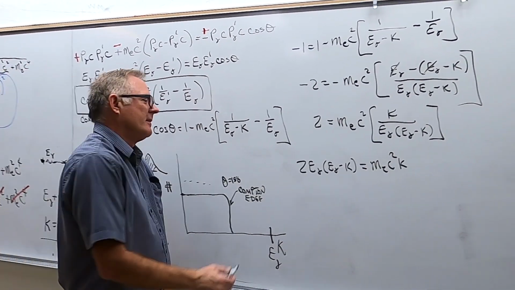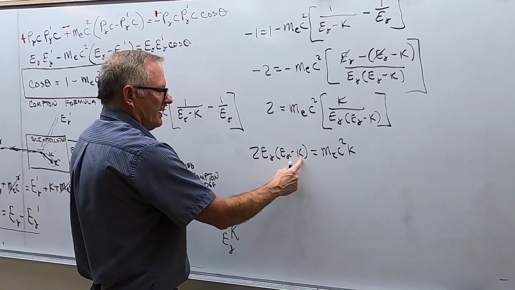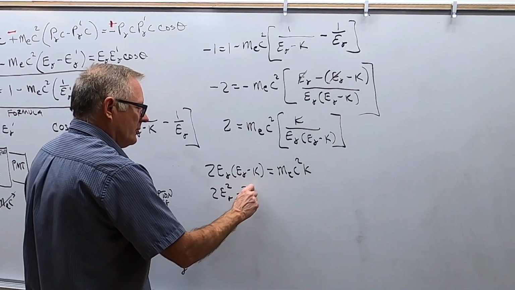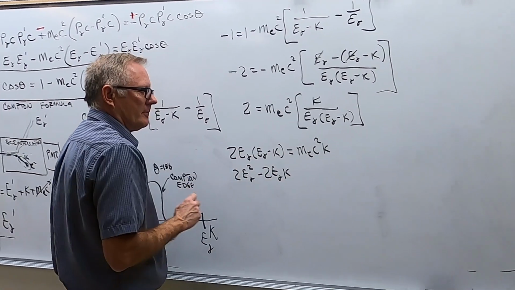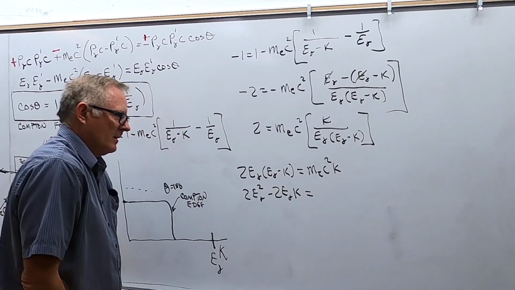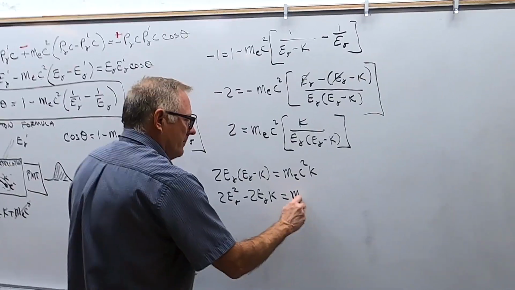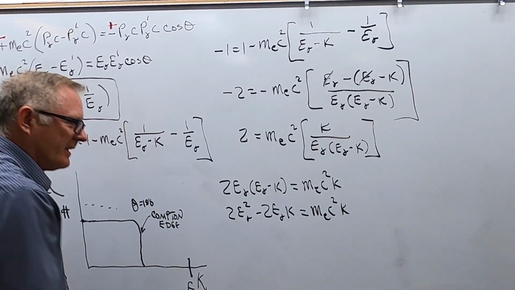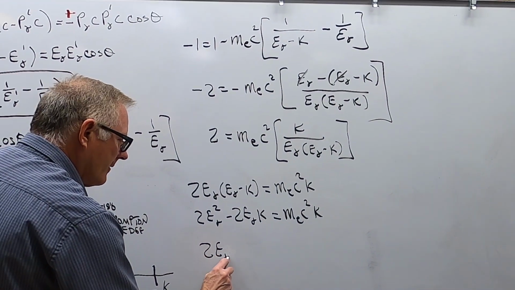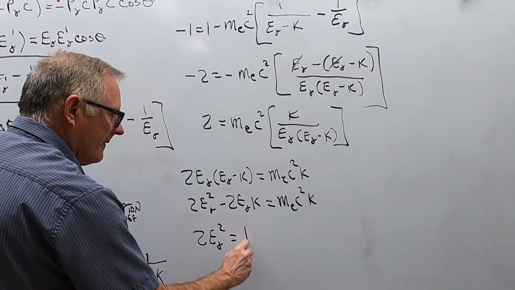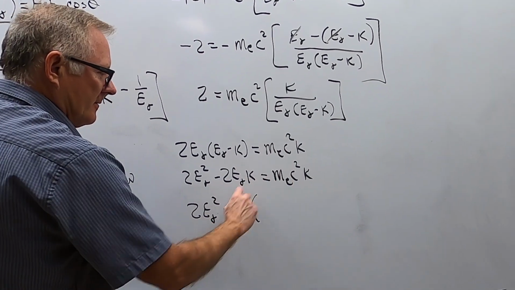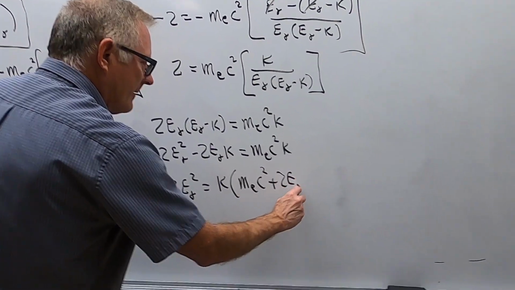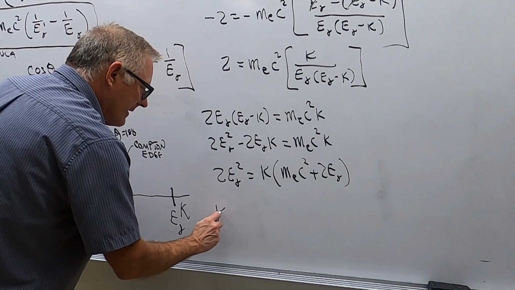Okay, and then let's distribute this thing through. So we got 2 E gamma squared minus 2 E gamma K equals m sub e c squared K. Put this term over there and factor out the K. So you got 2 E gamma squared equals K times, if we factor that out, m sub e c squared plus 2 E gamma.